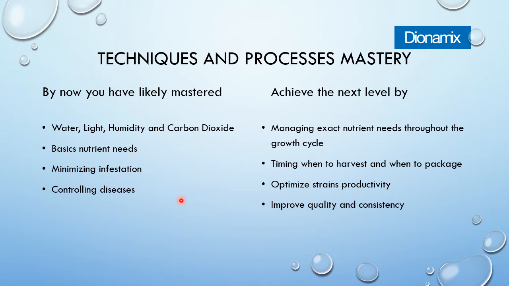You can achieve the next level of potency, production, efficiency, and quality by adjusting and managing the exact nutrient additions during the growing cycle. These adjustments can make a big difference in the cannabinoid potency.